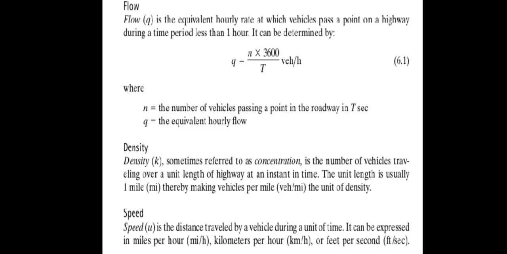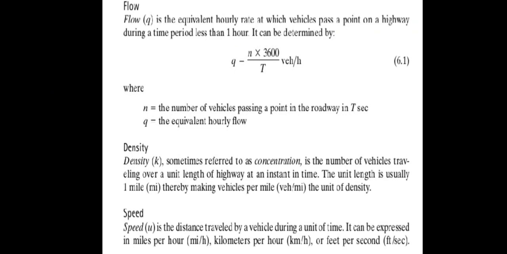The flow, denoted by letter Q, is the equivalent hourly rate at which vehicles pass a point on a highway during a time period of less than 1 hour. It can be determined by Q = N × 3,600 / T, in vehicles per hour. N stands for the number of vehicles passing a point on the roadway in time T, and Q equals the equivalent hourly flow, or the traffic flow.